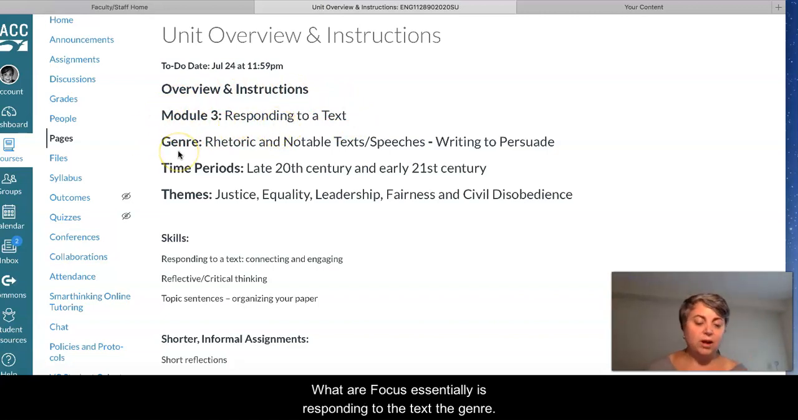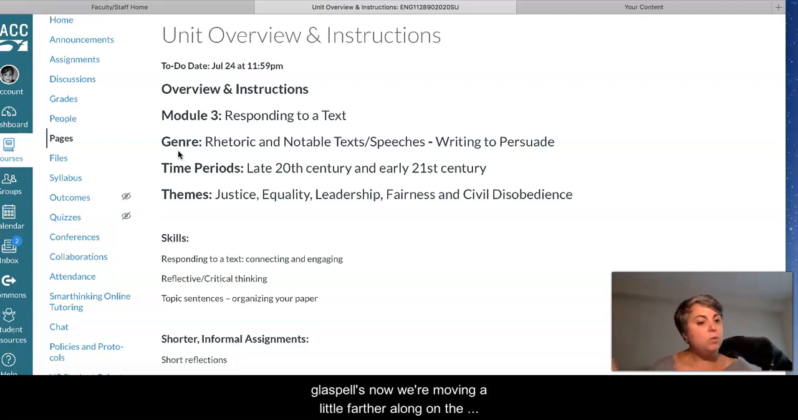The genre that we are looking at is actually rhetoric and notable speeches. So again, in Unit 1 and Unit 2, we looked at drama, we looked at plays. First a Greek tragedy, and then an early 20th century short play, Trifles by Susan Glaspell. Now we're moving a little farther along on the timeline.